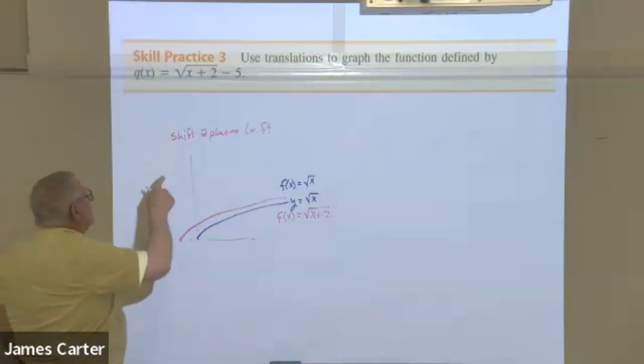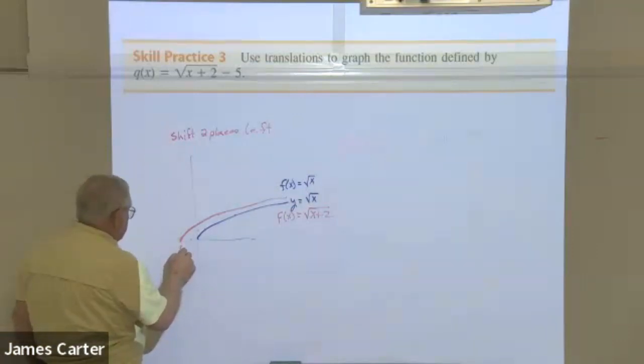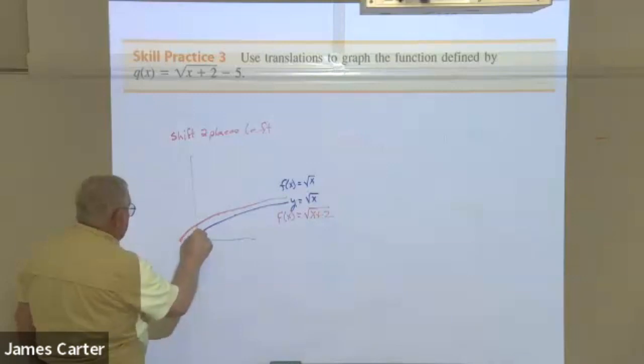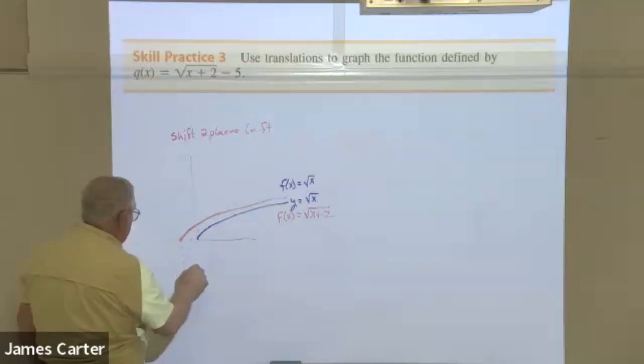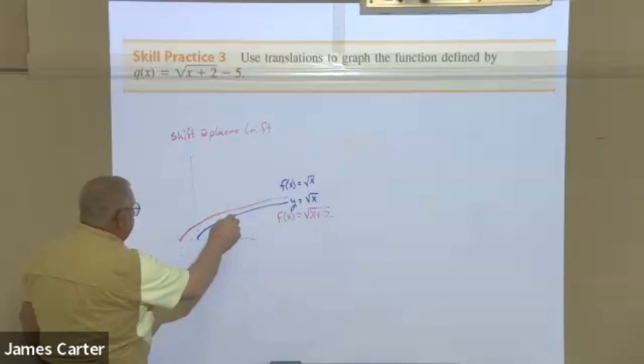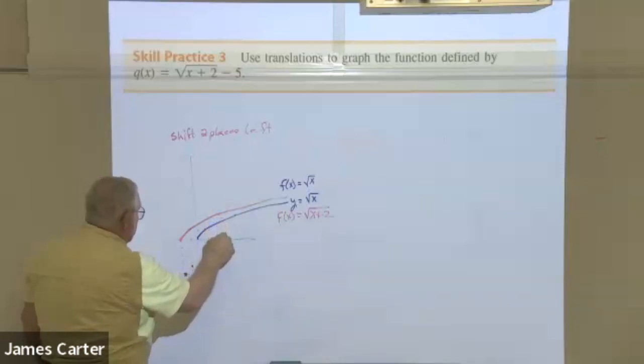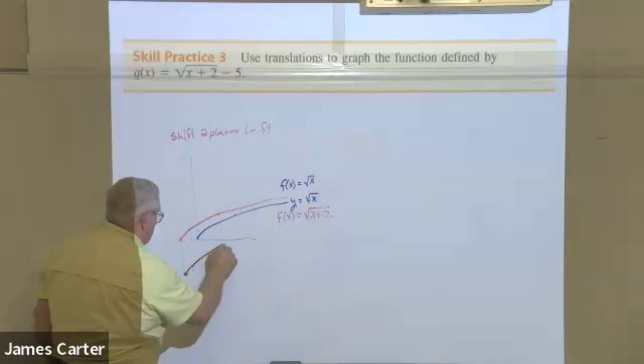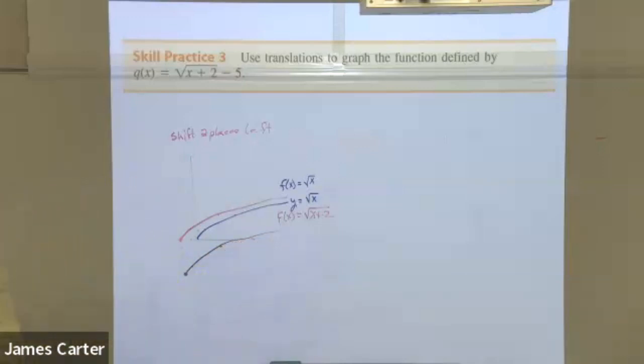Now, the final step, minus 5. We're going to take this down 1, 2, 3, 4, 5 spots. We're going to take this down 1, 2, 3, 4, 5 spots. This one, 1, 2, 3, 4, 5 spots. And this thing is going to go like that. Okay. This is your final answer on this case.